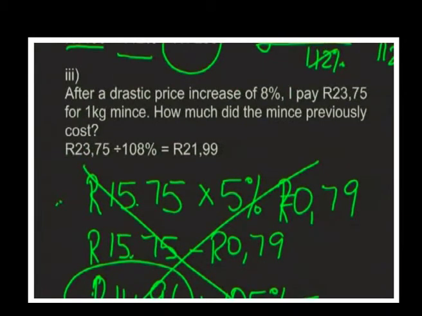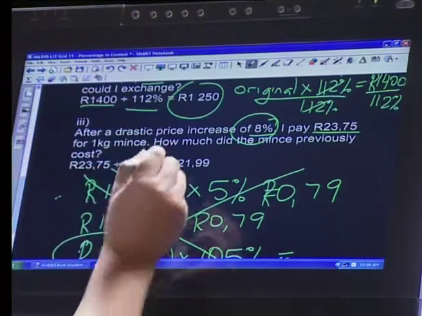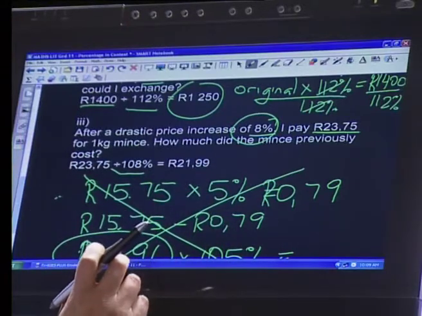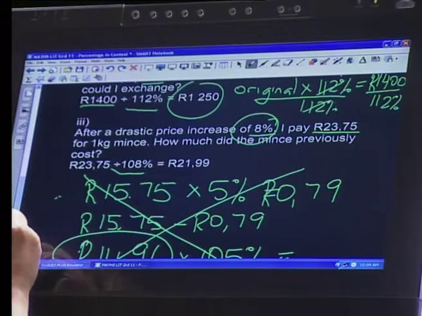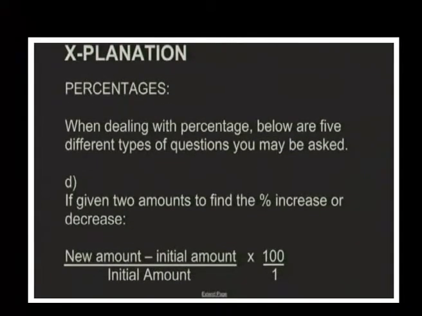After a drastic price increase of 8%, I paid 23 Rand 75 for 1 kilogram of mince. How much did the mince previously cost? Once again, what am I doing? I'm taking my final amount, that 23 Rand 75, dividing by 100 and my percentage, so dividing by 108%, and I get 21 Rand 99. Right, let's move on. Let's see what the next thing that percentage has to offer.